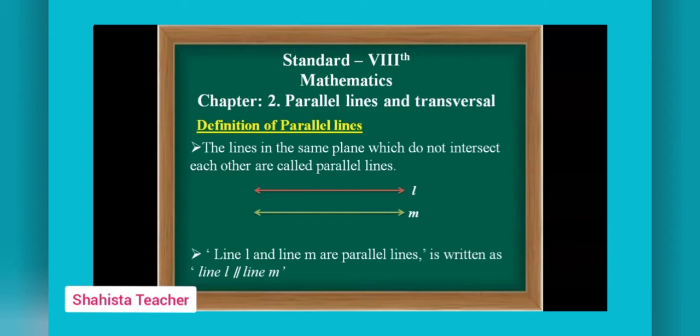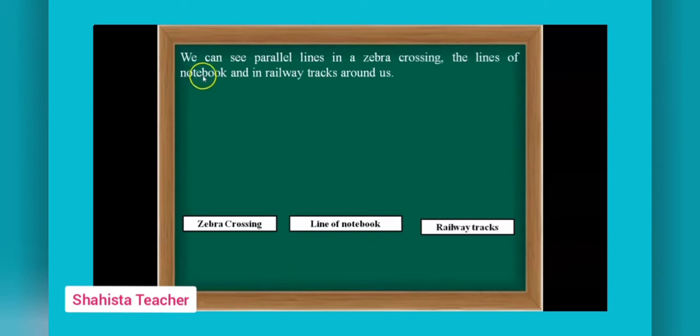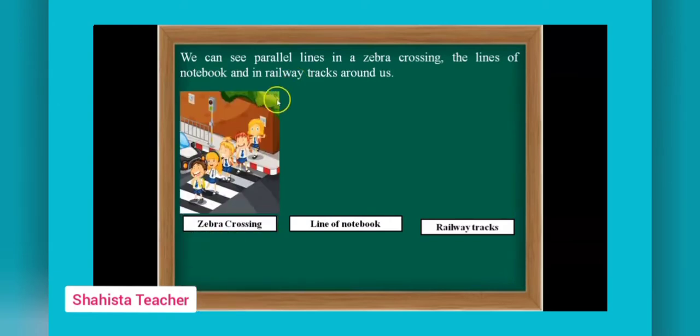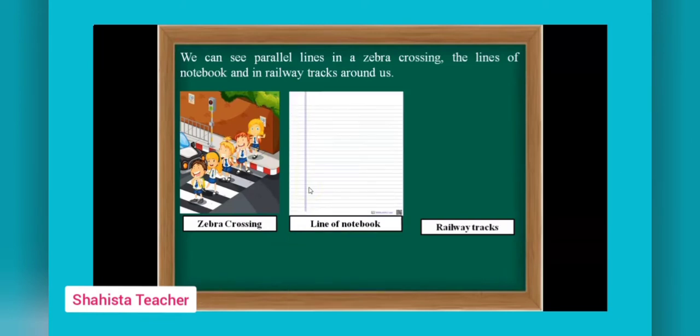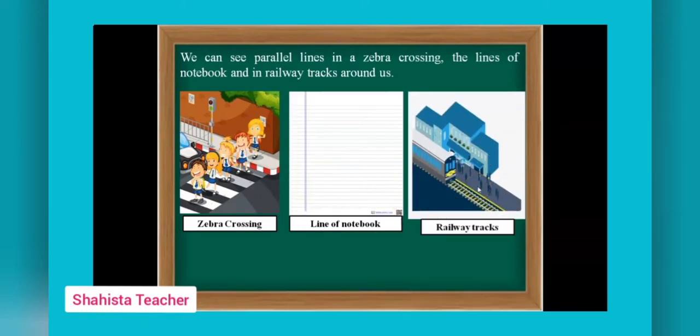Now we will see real life examples of parallel lines in the next slide. Here we can see parallel lines in a zebra crossing. Real life examples: zebra crossing, the lines of a notebook, and railway tracks around us, and there are many more. So students, parallel lines are those lines which do not intersect each other.